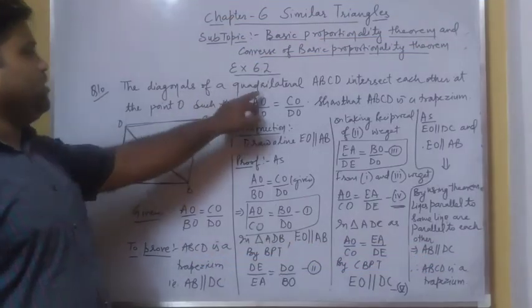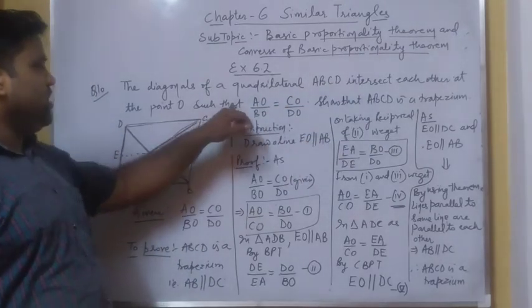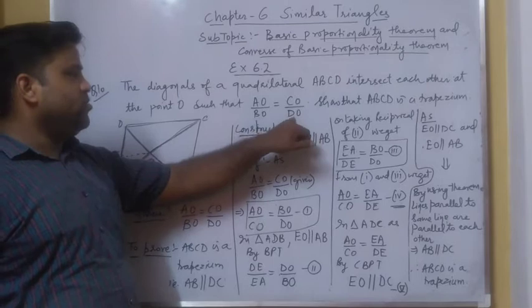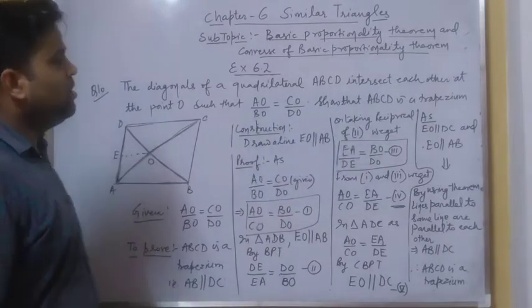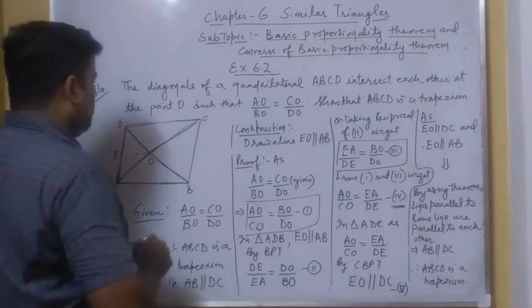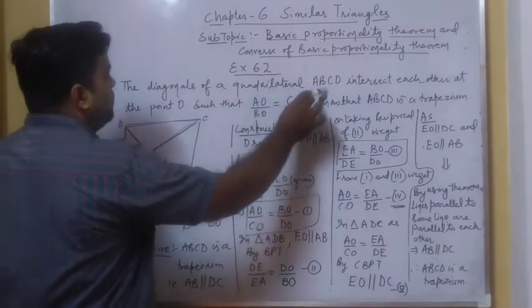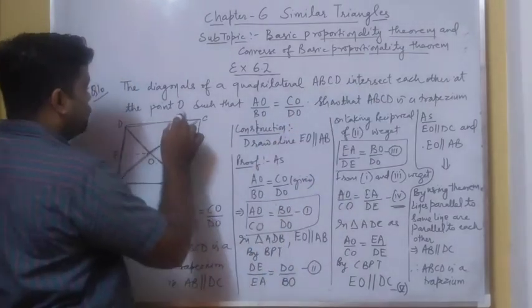The diagonals of a quadrilateral ABCD intersect each other at the point O, such that AO by BO is equal to CO by DO. Show that ABCD is a trapezium. Here, first of all, according to the question, we draw a quadrilateral ABCD, as the diagonals of the quadrilateral ABCD intersect each other at the point O.